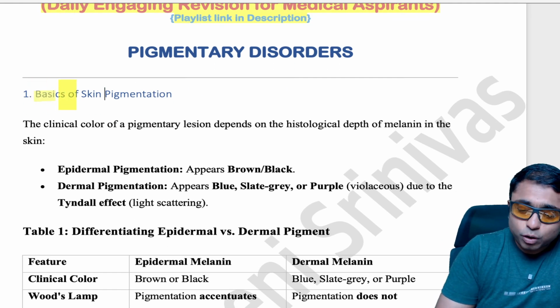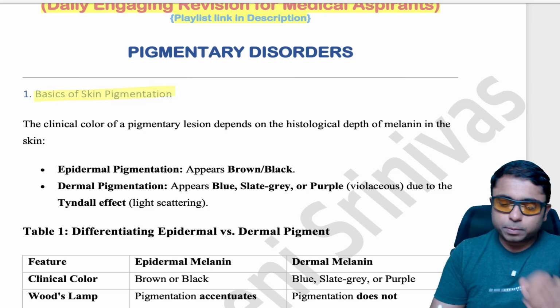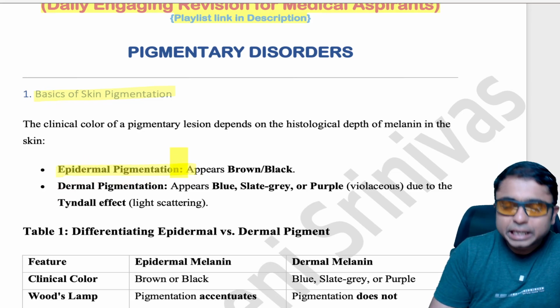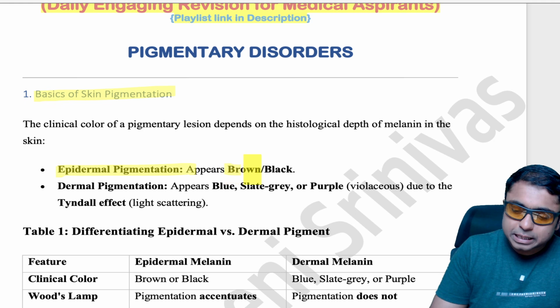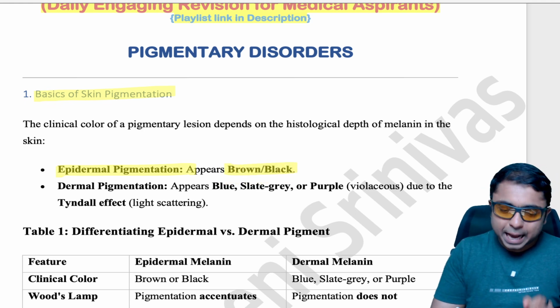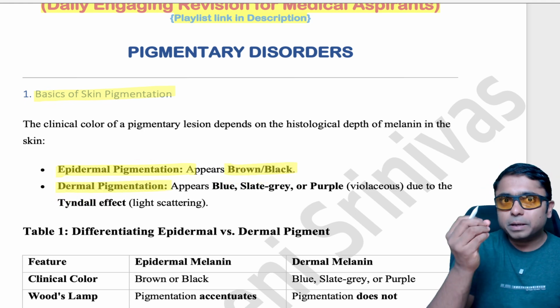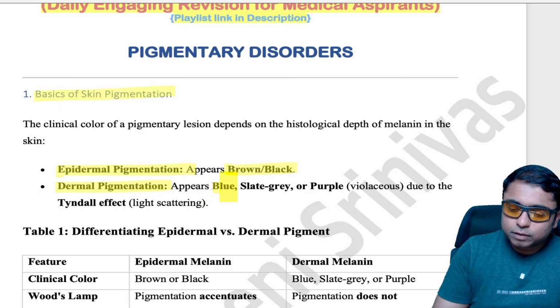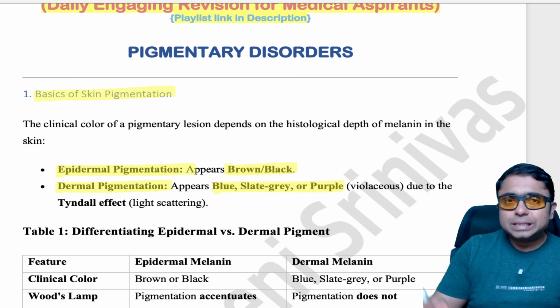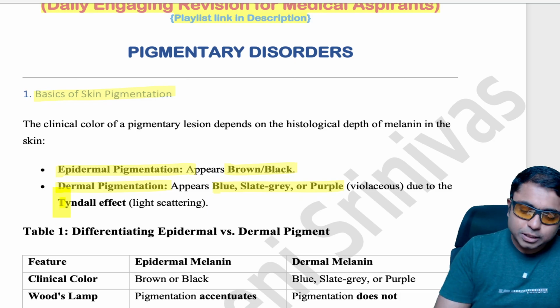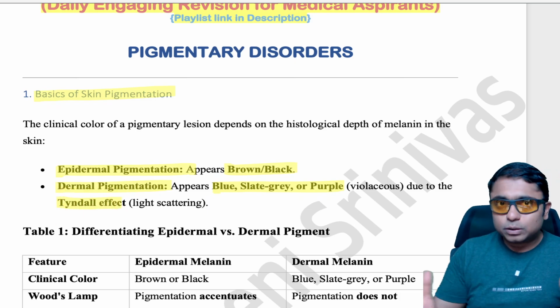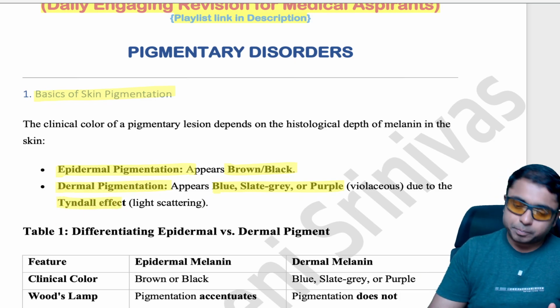So basics of the skin pigmentation, which you have to remember. If the pigmentation of the skin is in the epidermis, then we are going to see the skin appear brown or black in color, and if it is because of the pigment in the dermis, then the color of the skin is going to be blue, slate gray or purple or violaceous in color, and this is because of the concept of Tyndall effect leading to different light scattering.